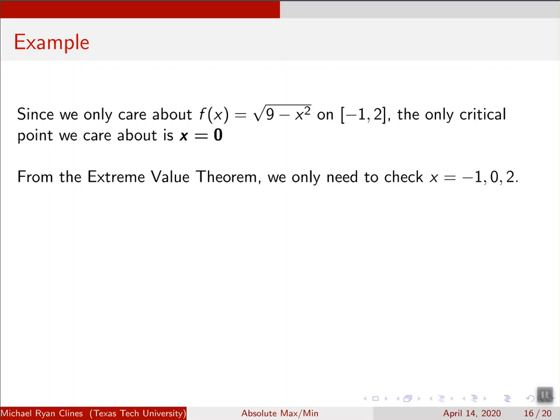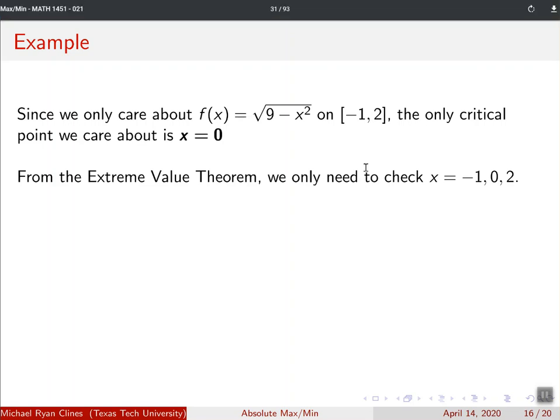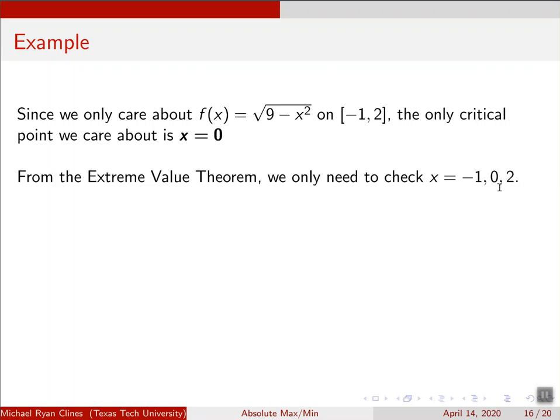Because the extreme value theorem tells us that the absolute maximum and the absolute minimum only occur at critical points or endpoints on a closed interval. We have the closed interval -1 to 2, so we have to check x equal to -1 and x equal to 2. But we also have to check critical points in the interval, and the only one of those in the interval is x equal to 0.